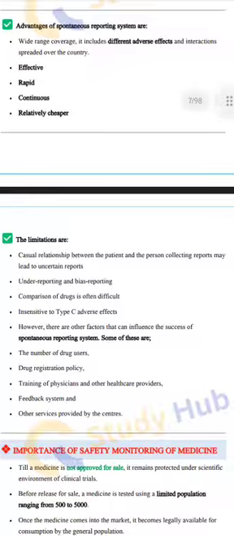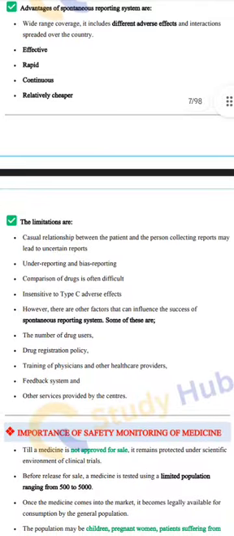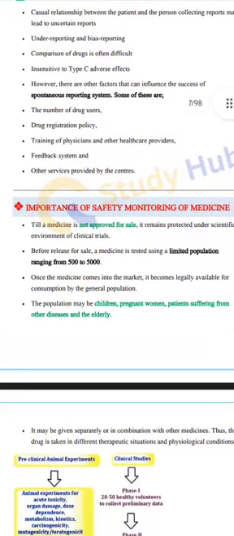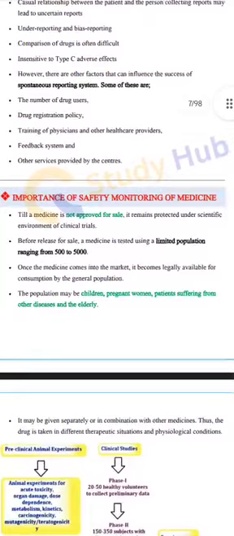However, there are other factors that can influence the success of the spontaneous reporting system. Some of these are the number of drug users, drug registration policy, training of physicians and other healthcare providers, feedback system, and other services provided by the centers. Now coming to the point, importance of safety monitoring of medicine. Why it is important to monitor the drug usage, that we are going to discuss here.